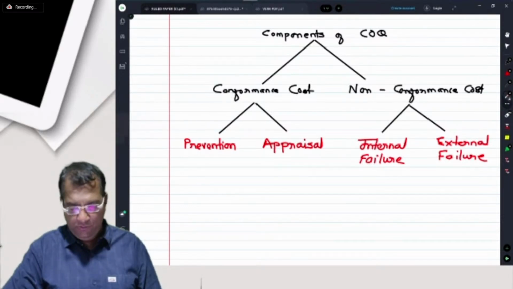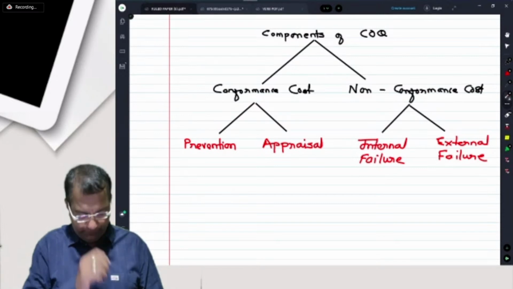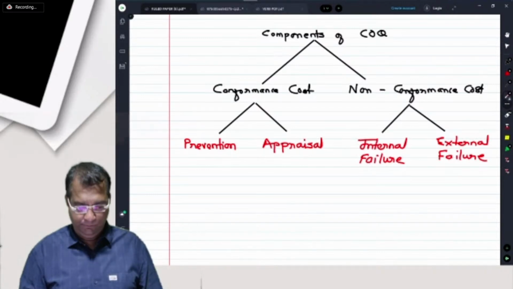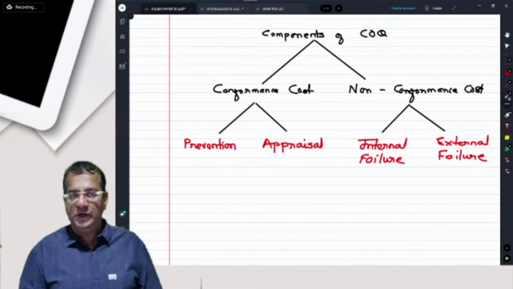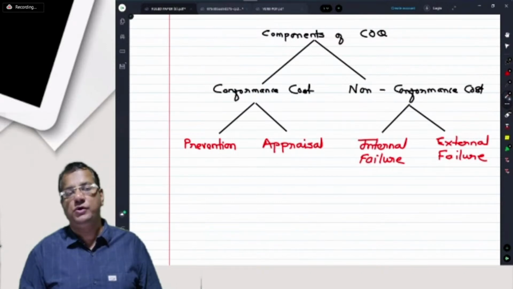Drop one line and then write down internal failure cost. Please write down: cost incurred on defectives before they are delivered to customer. Cost incurred on defectives before they are delivered to customers.